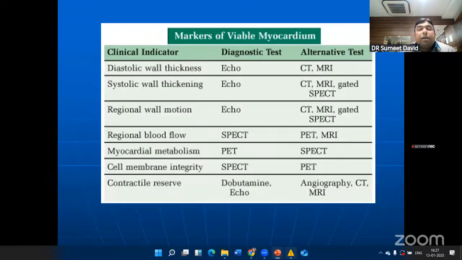So markers of viable myocardium: for diastolic wall thickness, echo, alternative is CT MRI. For systolic wall thickening, again echo, and alternatives are CT MRI and gated SPECT. Regional wall motion abnormalities can be seen by echo, and alternative is CT MRI. Regional blood flow is by SPECT or PET and MRI. Myocardial metabolism, PET. Cell membrane integrity, again SPECT. And contractile reserve is dobutamine echo.